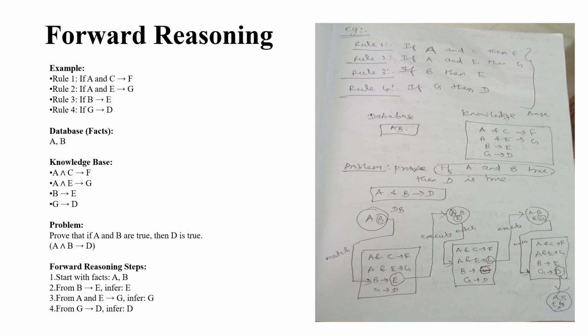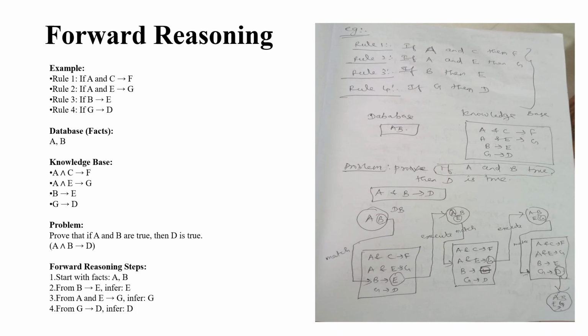So the proof is: if A and B are true, then D is true. How are we going to generate the rule? A and B should be connected to D. This is the only thing we have to prove. The rule is given like this; based upon this rule we can build the knowledge base, and they will already give the database with the first starting variables, and then they will give the proof of the statement.